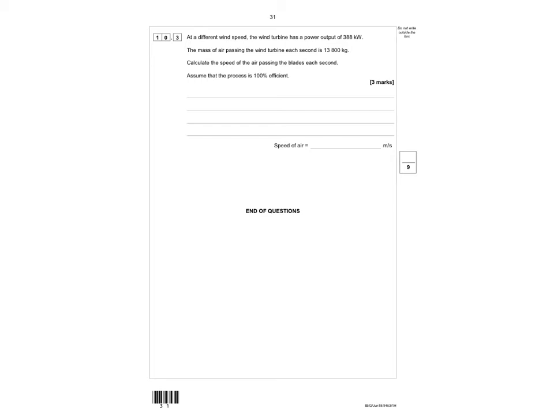So we've got a power output. Now the first thing to remember is kilo, so that's 388,000. I've multiplied that by 1,000 to turn it into watts. So we've got a power, we've got a mass, we want to find the speed. Given what we've just been going through on the previous question, look for clues. Power was mentioned on the previous question, and so was kinetic energy.